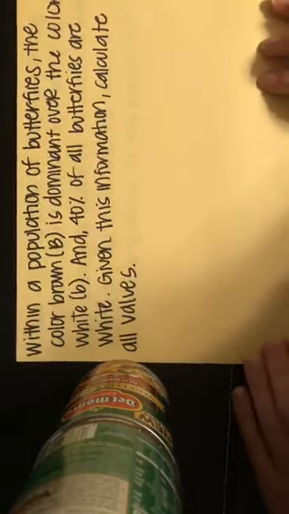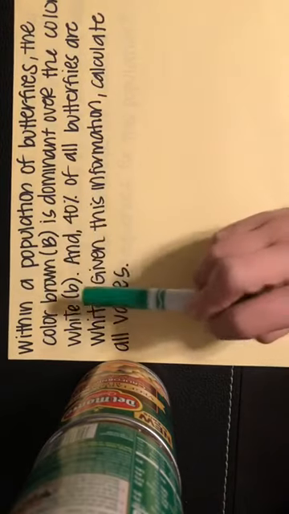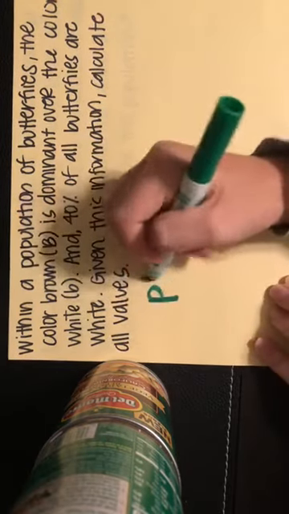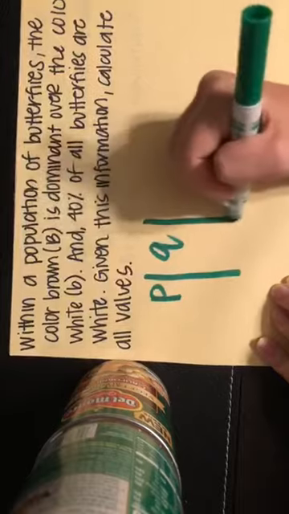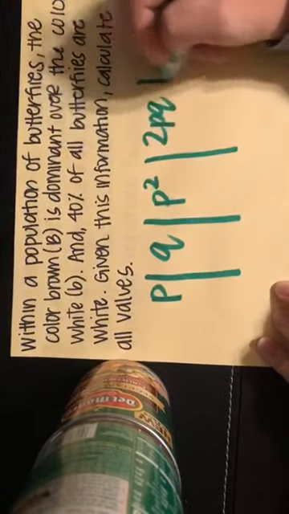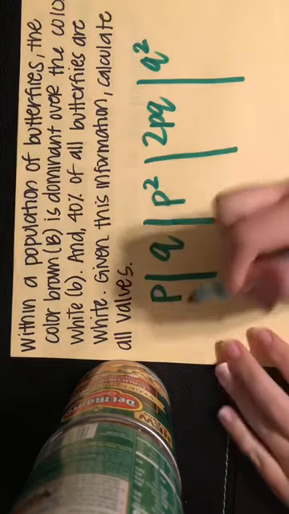So I have a couple practice problems that I was going to do with you guys and hope that they can show up on the screen. It says within a population of butterflies, the color brown is dominant over the color white, and 40% of the butterflies are white. Given this information, calculate all the values, okay? So I like to use this chart. I make a P, I make a Q, I make a P squared, I make a 2PQ, and I make a Q squared, okay? And so when I do this, I'm gonna fill in what I know, okay?